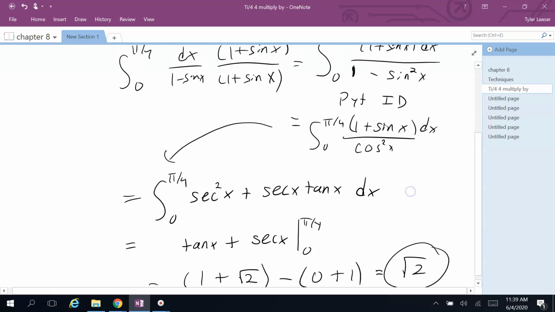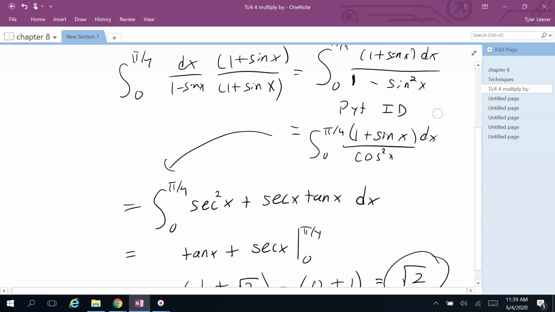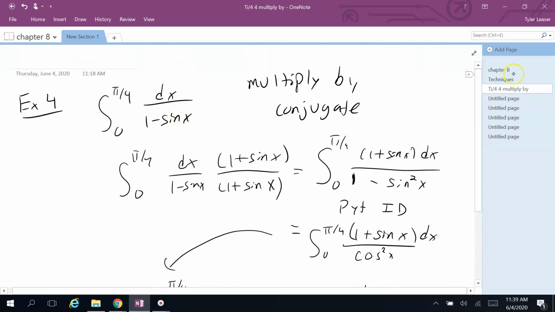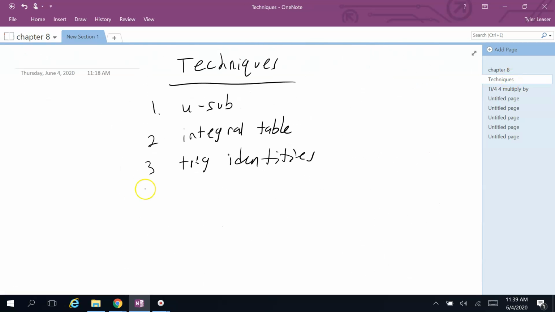So square root of 2 is going to be my answer here for the integral from 0 to pi over 4 of dx over 1 minus sine x. And the technique that we used here is multiplying by the conjugate. So I'm going to add that over to the techniques page. So technique 4, sometimes multiplying by the conjugate.